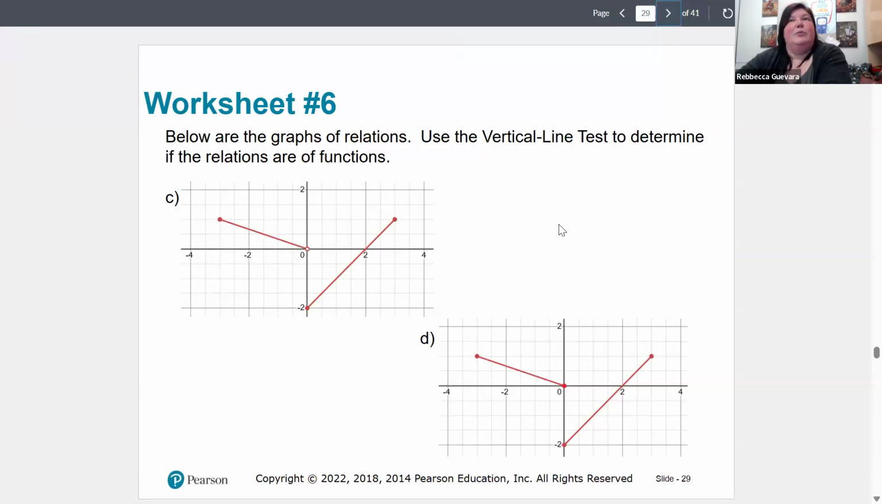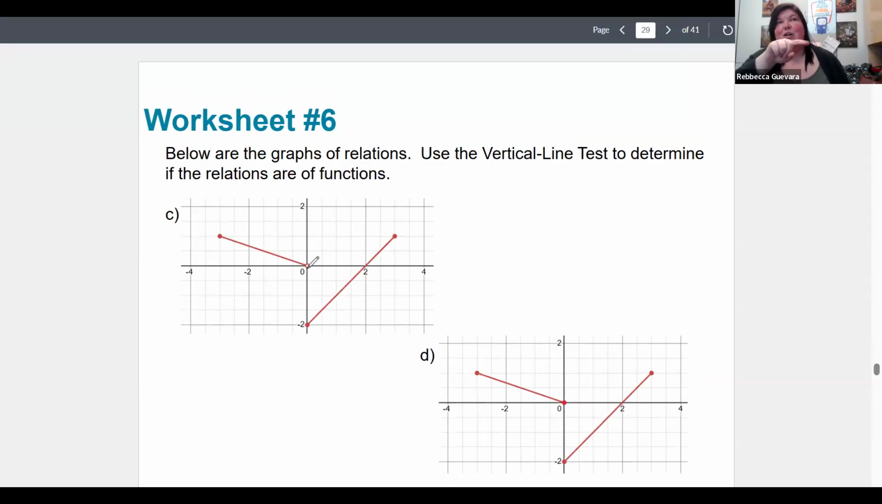So take a moment and use the vertical line test. Be careful here because notice that when we have an open circle, an open circle means that we don't actually have a point there. That's an empty spot. A closed circle means there's a point there. This is just one of the examples I wanted to show you. So take a moment and try to decide which one you think is actually a function and which one is not.